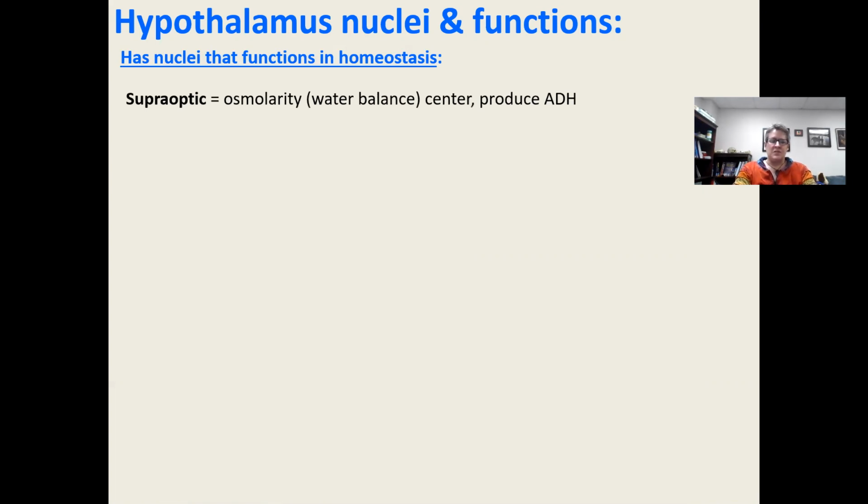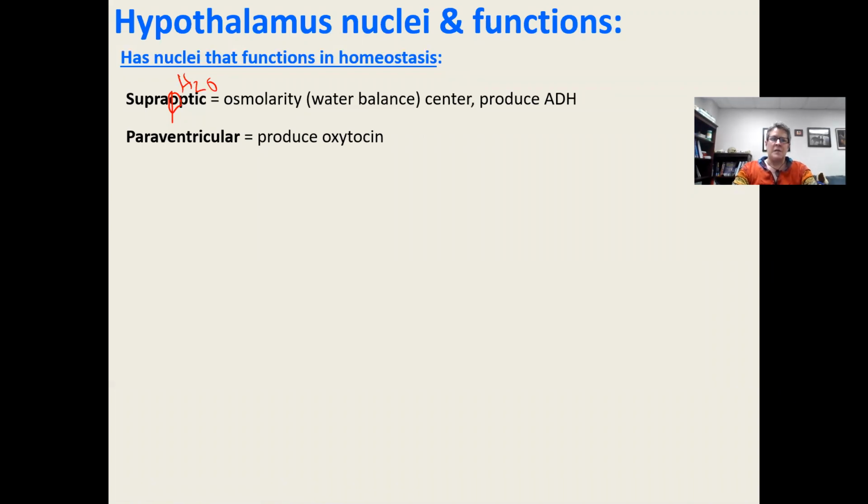First, the supraoptic nucleus is your body's osmolarity sensor. That's balance of water. It's going to produce a neurohormone called ADH. ADH stands for anti-diuretic hormone. When I think of the supraoptic nucleus, I think of the O that is there, and I think of H2O, water. Basically, this hormone is going to cause your kidneys to retain water, so you don't pee it out in urine and lose water. So you're going to conserve water using this nucleus and this hormone.